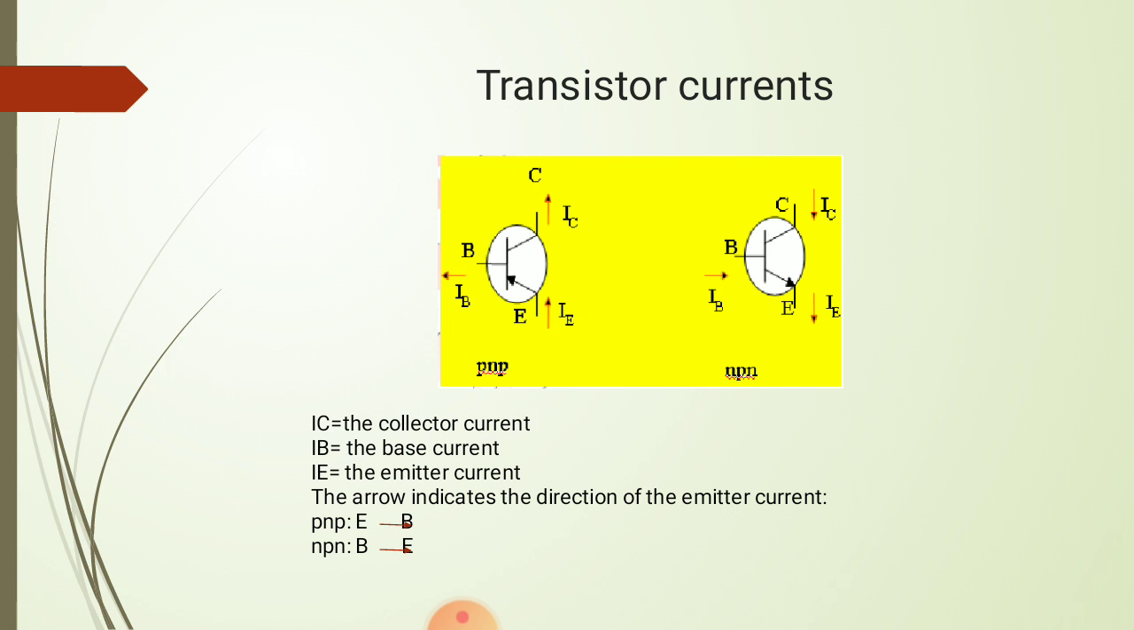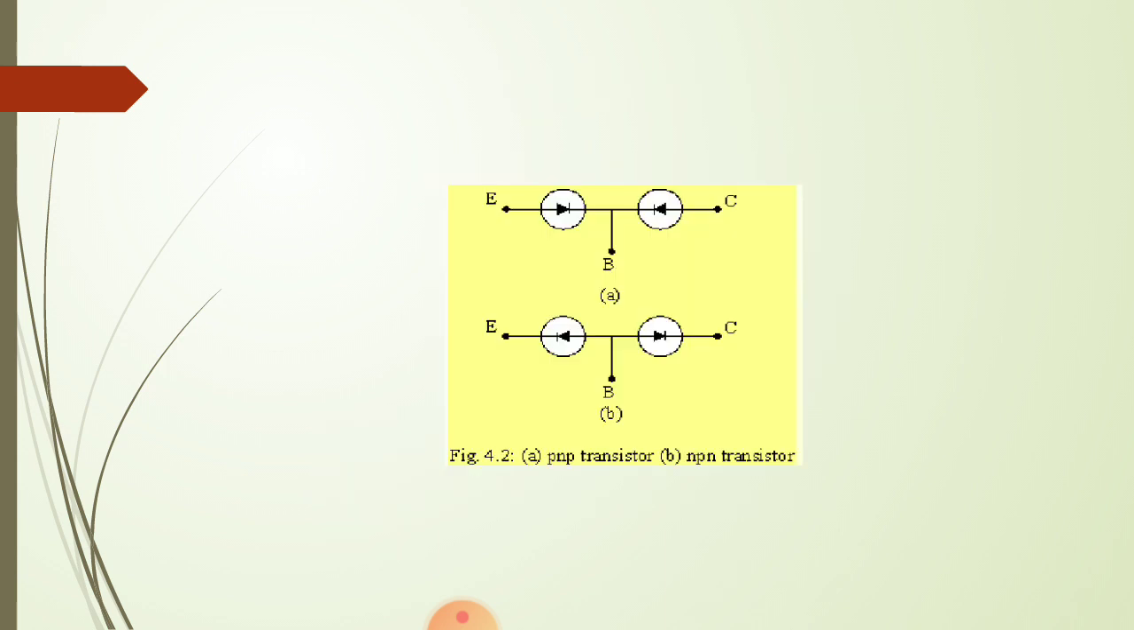Next, in this diagram, IC is the collector current, IB is the base current, and IE is the emitter current. Let's see this diagram of a PNP transistor and an NPN transistor. By imagining the analogy of a diode, a transistor can be constructed like two diodes connected together. It can be concluded that the work of a transistor is based on the work of a diode.